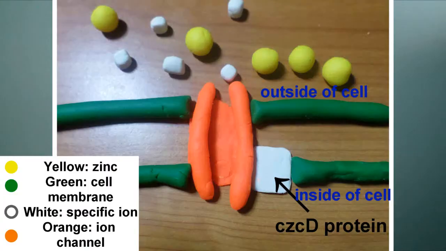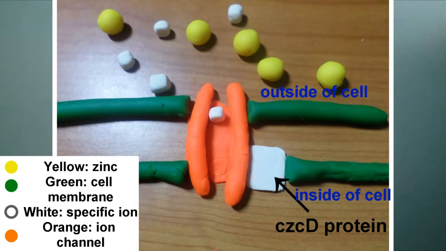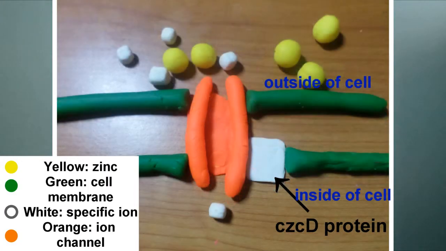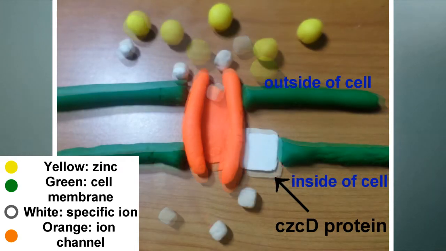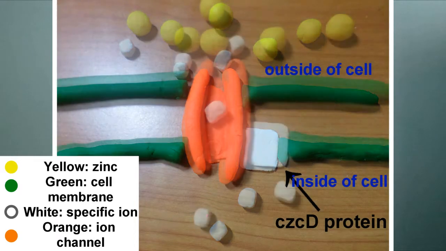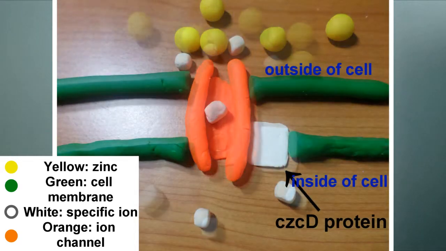A gene in GAS called CZCD encodes for a diffusion facilitator, much like a channel which allows specific ions to pass through and resist certain heavy metal ions from coming in, such as cobalt, cadmium, or zinc.